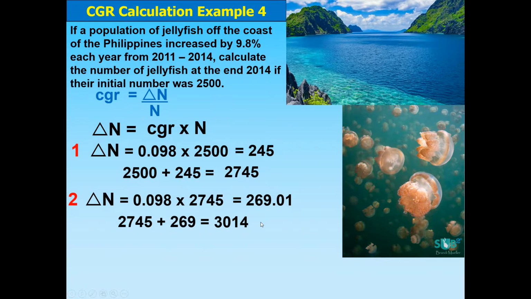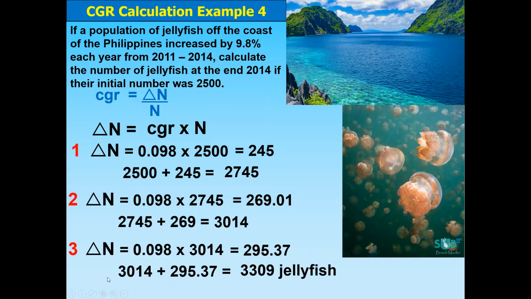And then we'll do that once more because we need to calculate it for 3 years. So third year, change in number, start with the number at the end of year 2, find the number it has increased by, and add that to the number we started with for a total of 3,309 jellyfish at the end of 3 years.